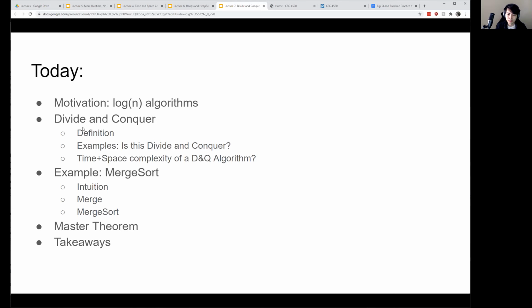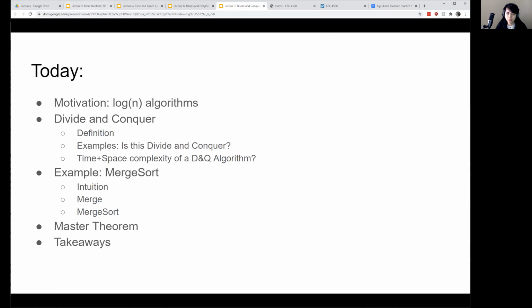We're going to look at the definition of divide and conquer, check out some examples, and look at the time and space complexity of a divide and conquer algorithm. We're just going to stick with the basics today. We're not going to look at any crazy ones. We're going to look at one example and then merge sort, and then we're also going to look at some examples of what divide and conquer is not.